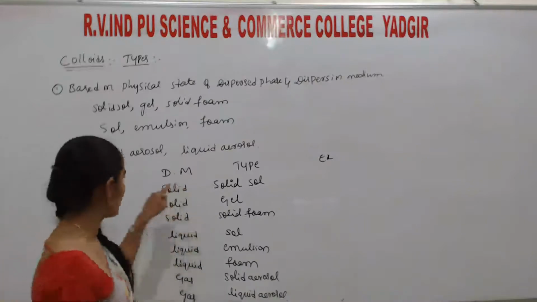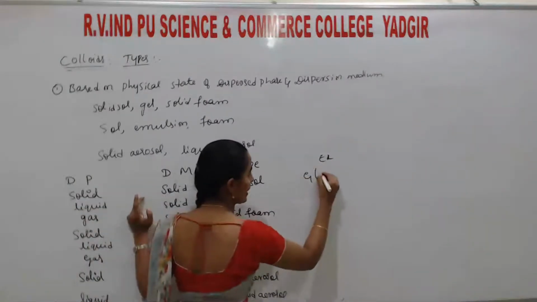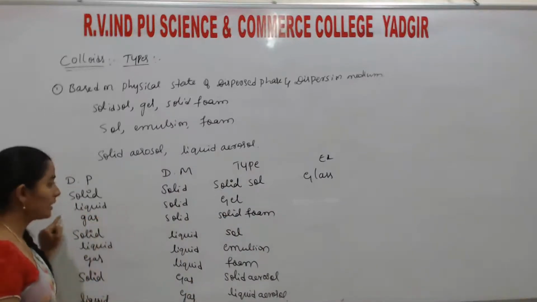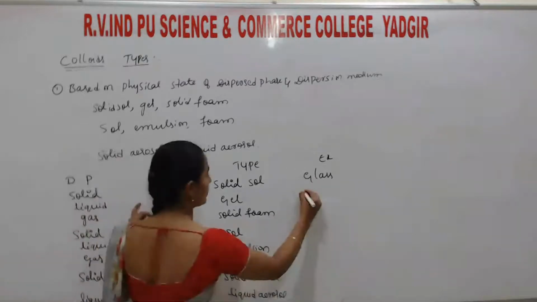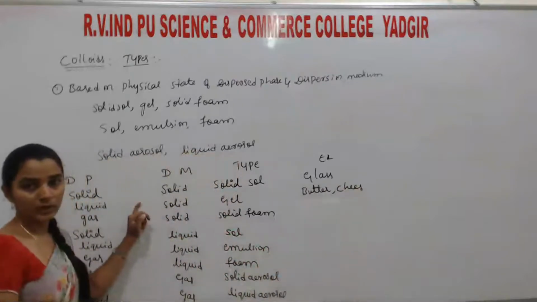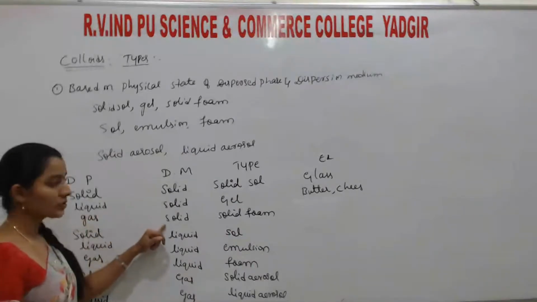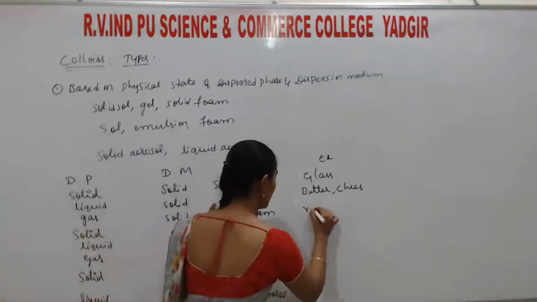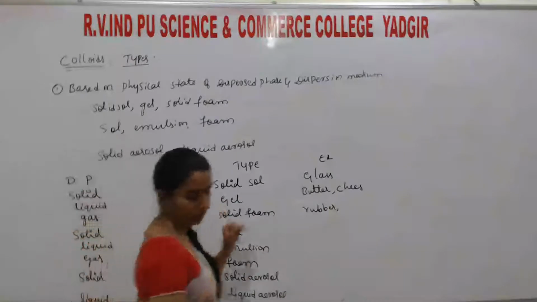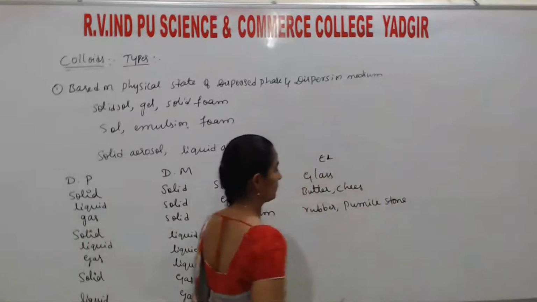So students, the example for this, where solid is the dispersion medium and solid is the dispersed phase, the best example is glass. Okay, next, solid and liquid: gel. We can take butter, cheese. Butter and cheese. And next, this one, solid and gas. For this you may say foam rubber especially, and also pumice stone. This is the example.